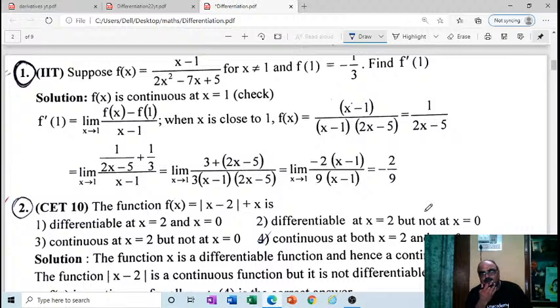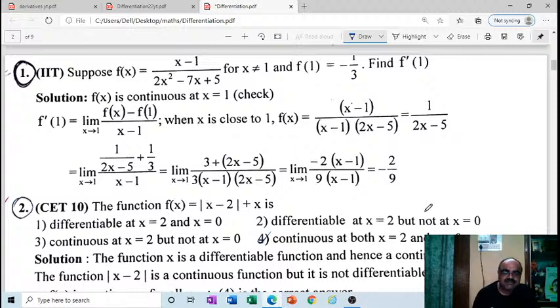Okay. f of x is continuous at x equal to 1. That needs to be checked. How do we do this? f dash of 1 is limit x tends to 1, f of x minus f of 1 by x minus 1. When x is very close to 1, f of x is equal to x minus 1 by x minus 1 into 2x minus 5.